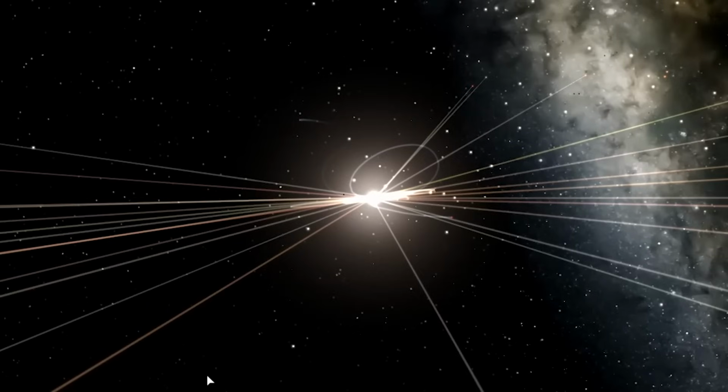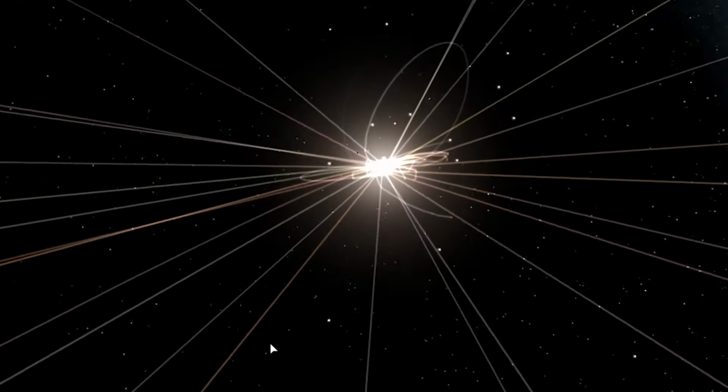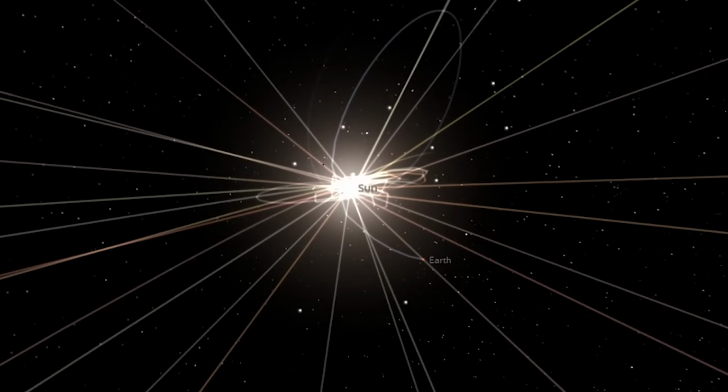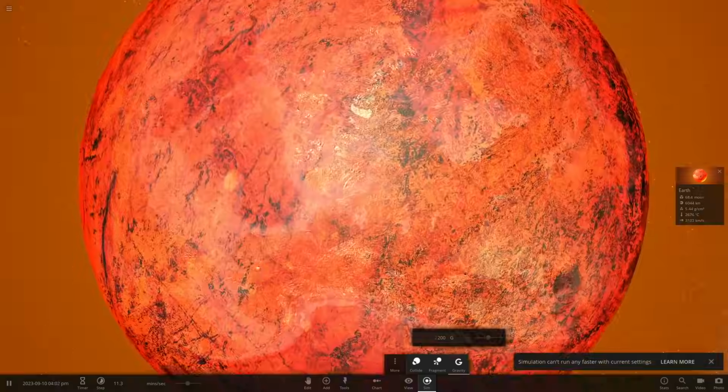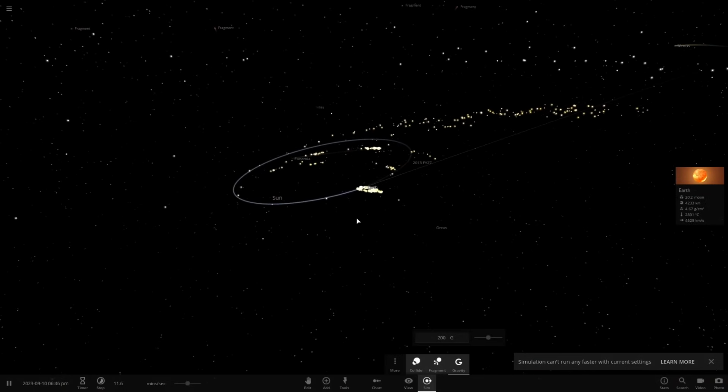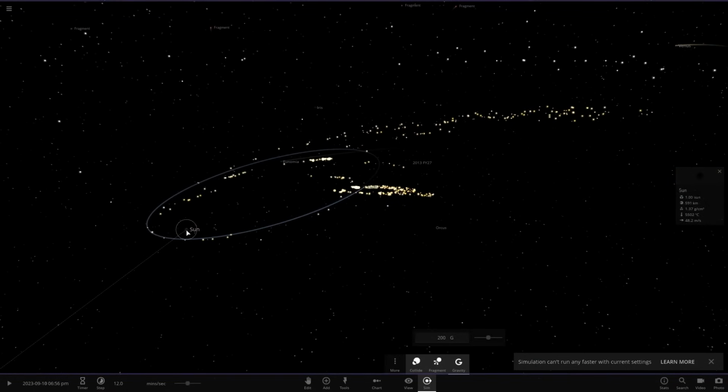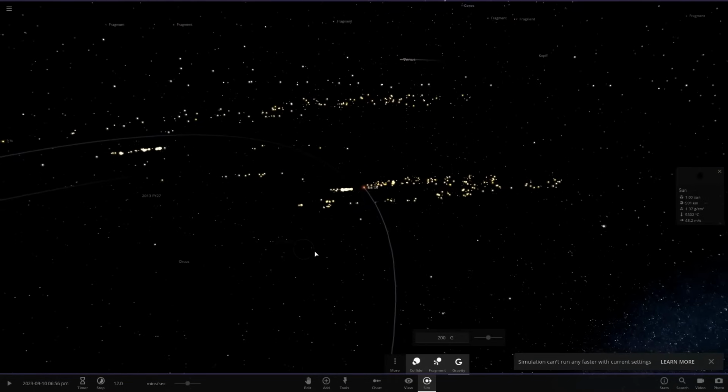200 times gravity. Oh. I think I sped things up way too freaking fast. 200 times gravity was probably a bad idea. Screw you, game. The Earth still lives on somehow. I'm not sure how much. Did the sun turn into a black hole? It's totally possible that the sun may have just turned into a black hole.